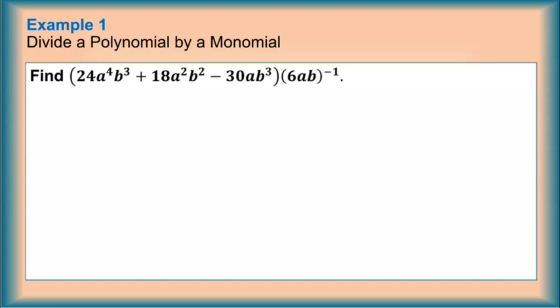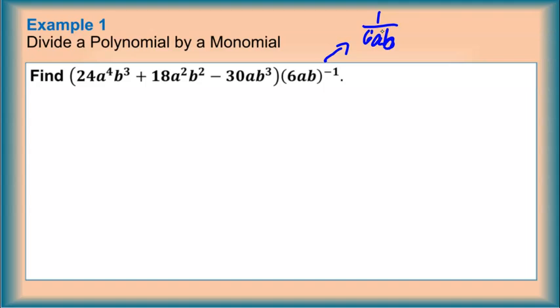24a to the fourth b cubed plus 18a squared b squared minus 30ab cubed. And we're going to multiply that by 6ab to the negative first. Now, the part where it says 6ab to the negative first, it is important to realize that when we have any exponent to the negative first power, we want to rewrite that. So we're going to rewrite that as 1 over 6ab, and then that would be ab to the first power, which is just 1 over 6ab.